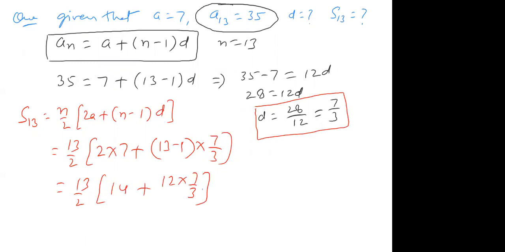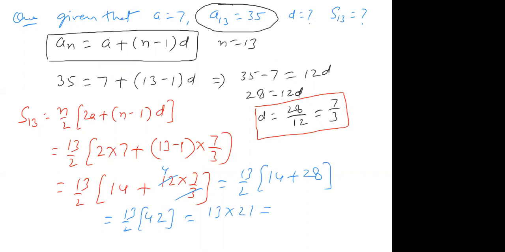So this will cancel out. So this is 13 upon 2 (14 plus 28). 7 into 4, 28. So this is 13 upon 2 into 42. This will cancel, 13 into 21. And 13 into 21 is 273. This is the answer.